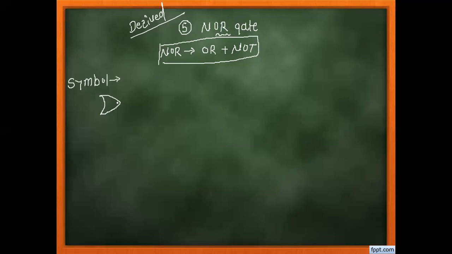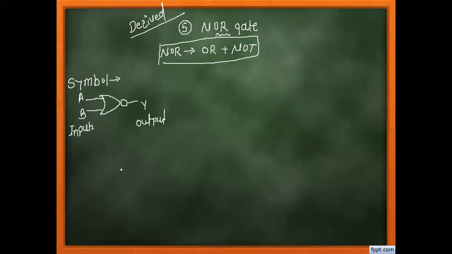But as it is the combination of OR and NOT, in front of the OR gate, if you just draw the bubble, then this is the symbol for the NOR gate. So it has its two inputs, A and B. Output is Y. Okay, so here I say that these are the inputs and this is the output.